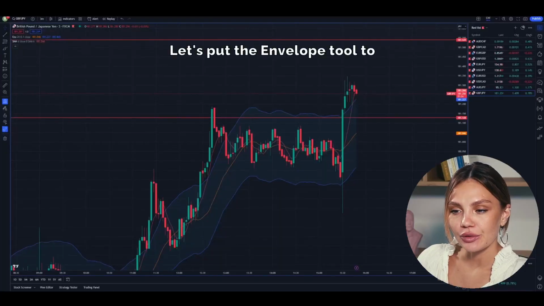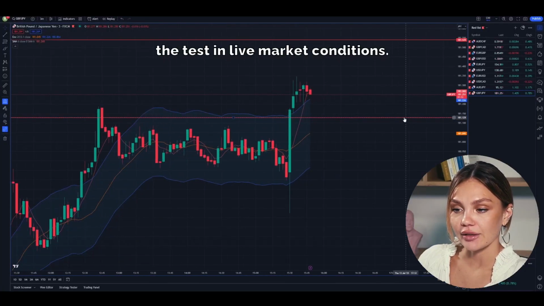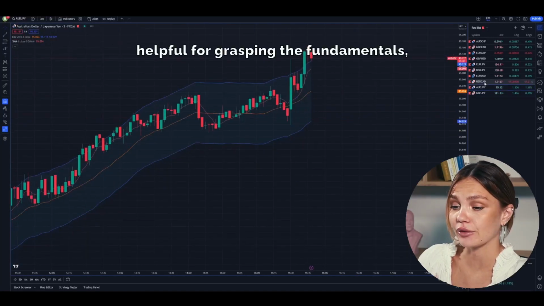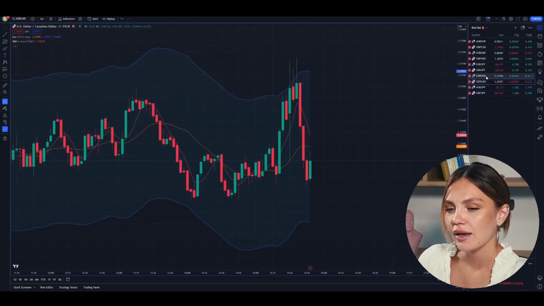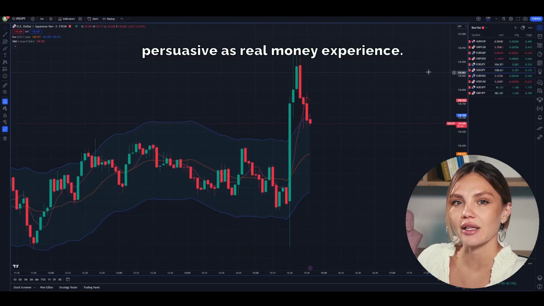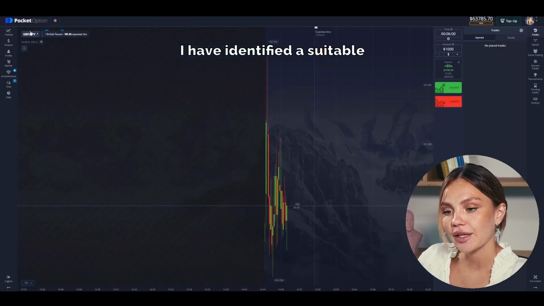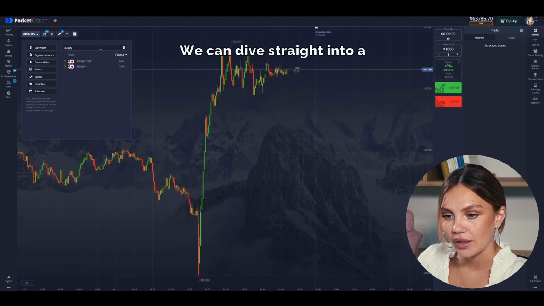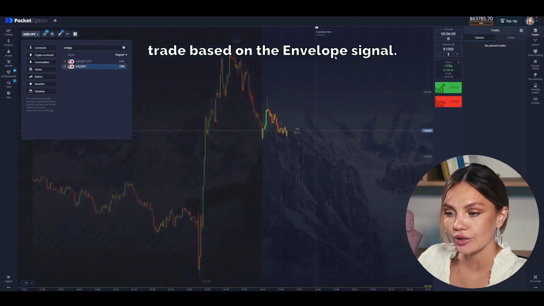Let's put the envelope tool to the test in live market conditions. While theories and examples on historical charts are helpful for grasping the fundamentals, there is nothing quite as persuasive as real money experience. I have identified a suitable scenario on the USD and Japanese yen currency pair. We can dive straight into a trade based on the envelope signal.